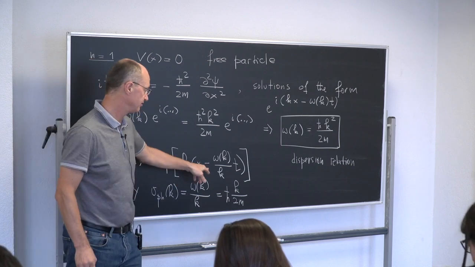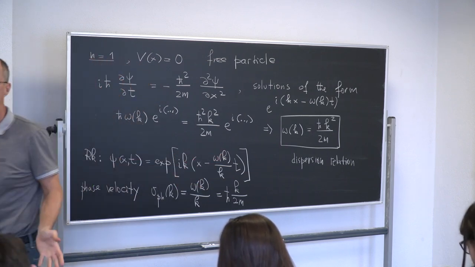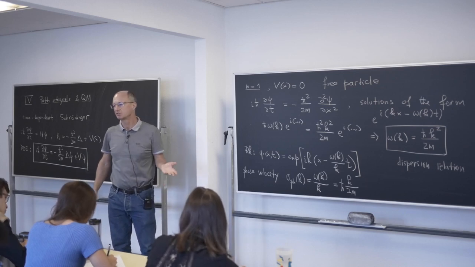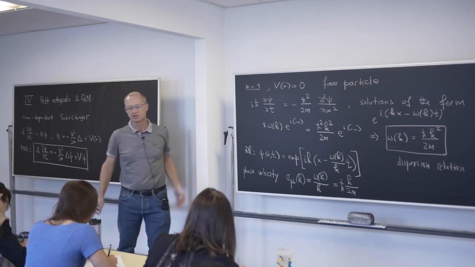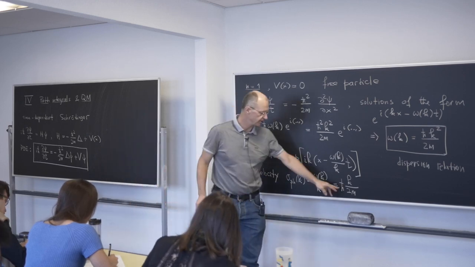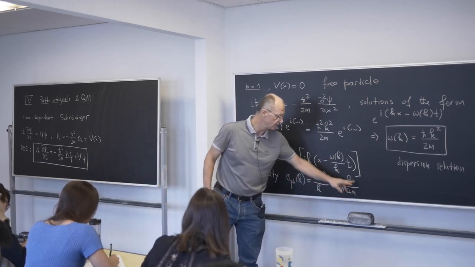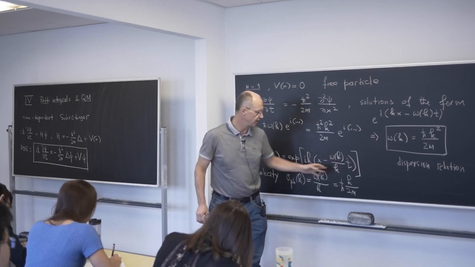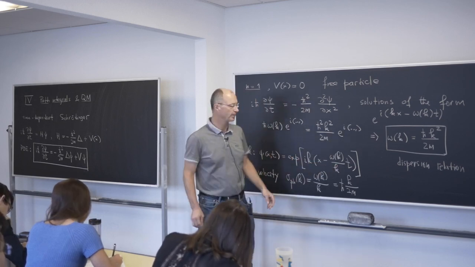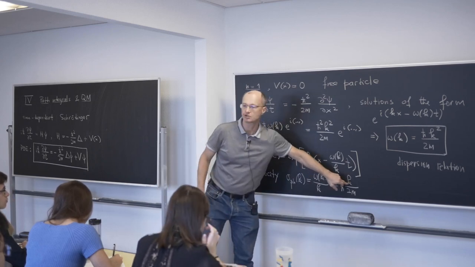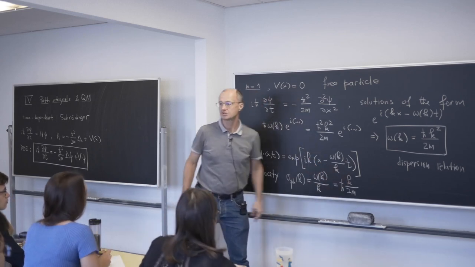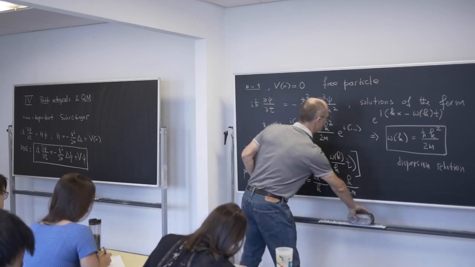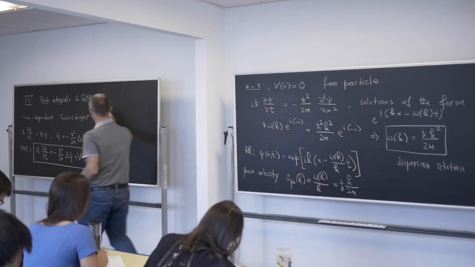So we've got a wave. Of course, that's intuitively clear, right? It's a free particle. Free particles move somewhere. So here the phase of that free particle moves, in this case, to the right, or to the left, depending actually on the sign of k. So it moves with that velocity. Okay.